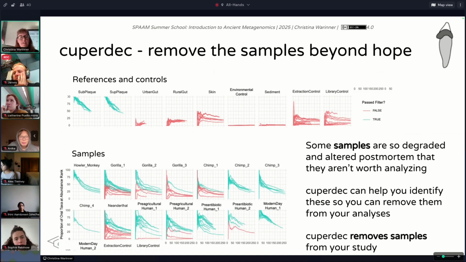We can then apply that to our dental calculus, and we can identify which ones retain enough oral bacteria that we think they're good enough to proceed with for analysis, but those that are in red are estimated to resemble controls much more than they do oral samples, and we might then exclude them from our analyses because they're just so heavily altered.